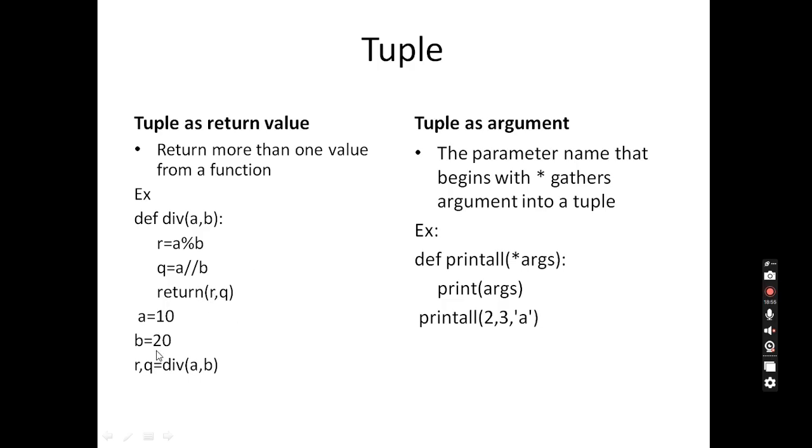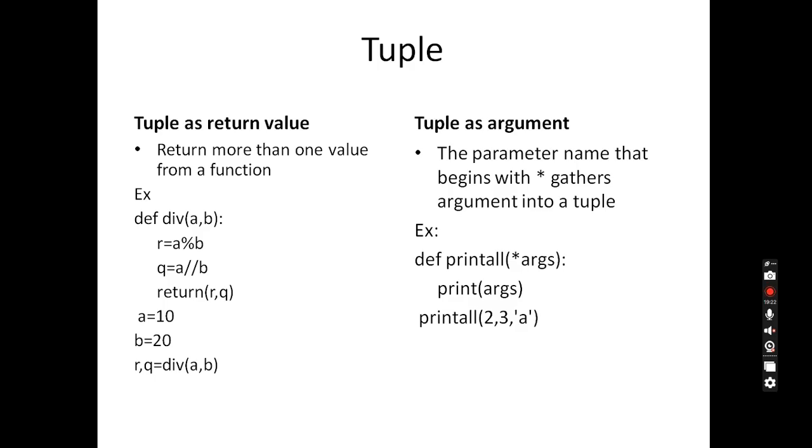So this we can call tuple as a return value. We can get it in r, q and we can print the remainder value and the quotient value separately here. So more than one value can be returned using a tuple. And for arguments, we can also pass more than one value, as a single variable can take more than one value as an argument.